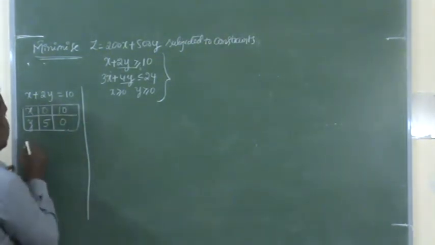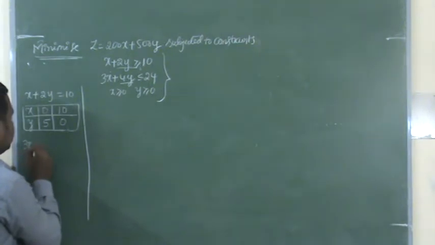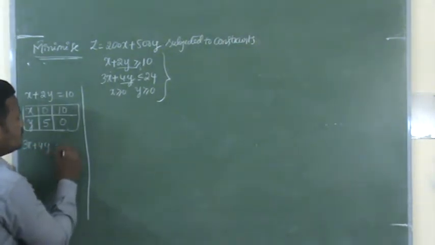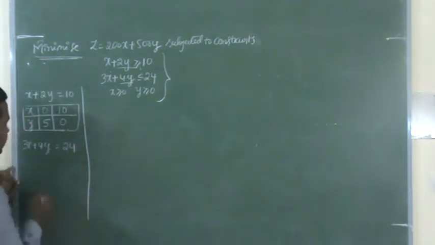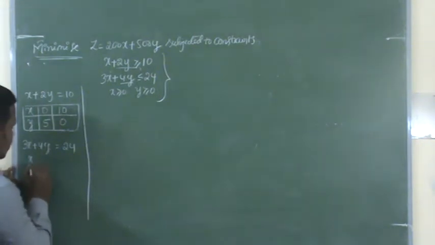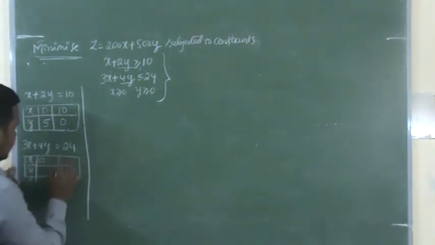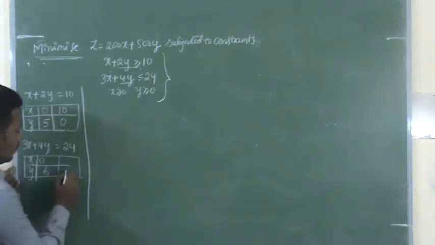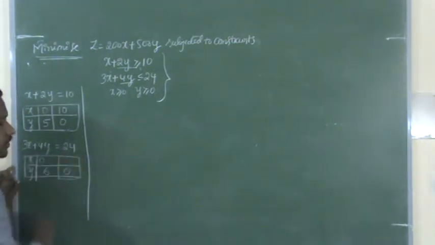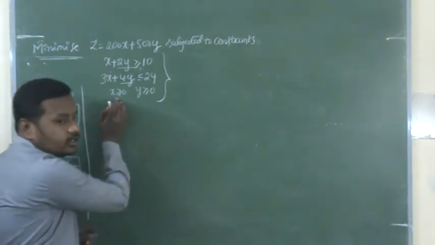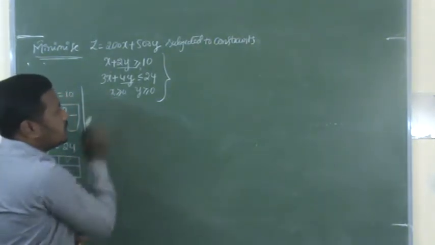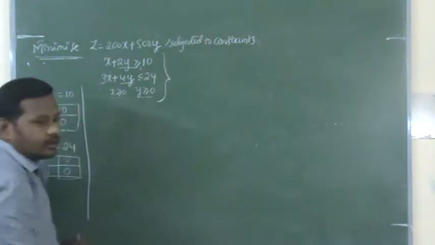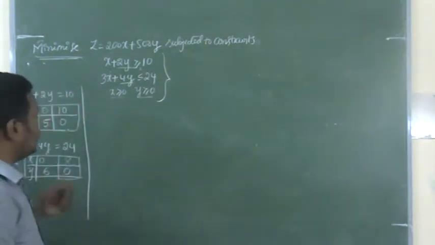For the second equation, 3x plus 4y equals 24. When x equals 0, y equals 6, and when y equals 0, x is 8. These are the non-negative constraints: x greater than or equal to 0, y greater than or equal to 0. Now plot the graph.